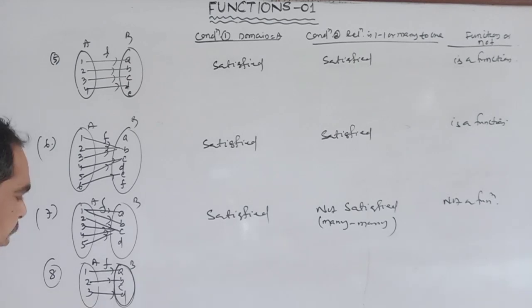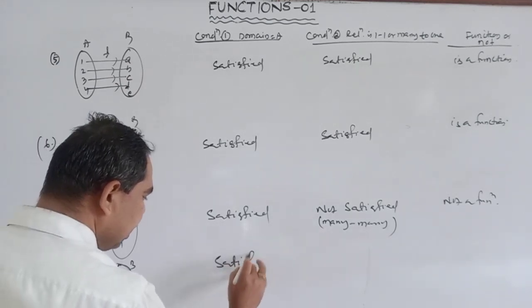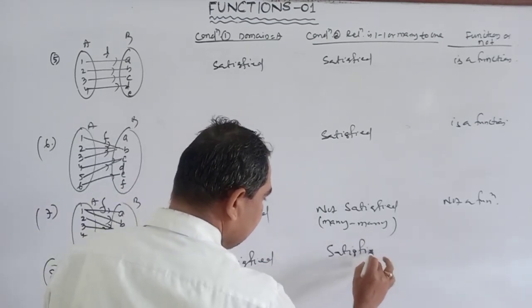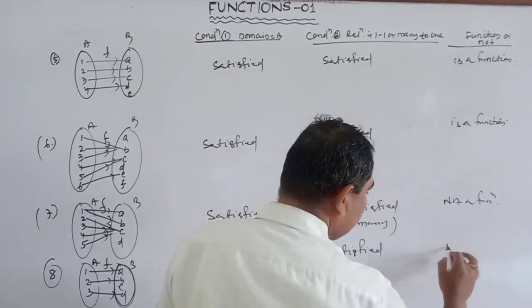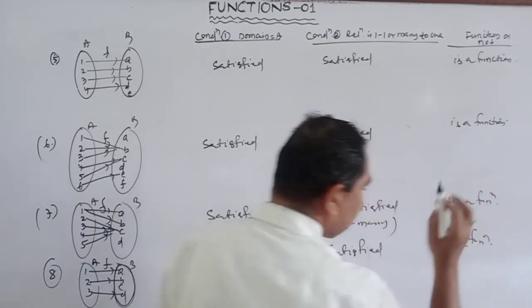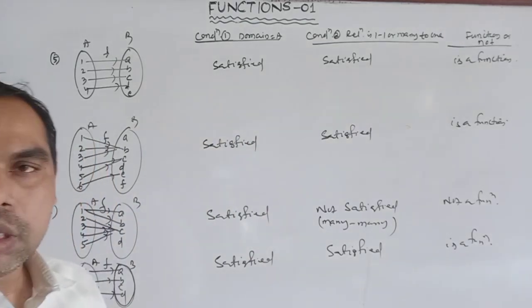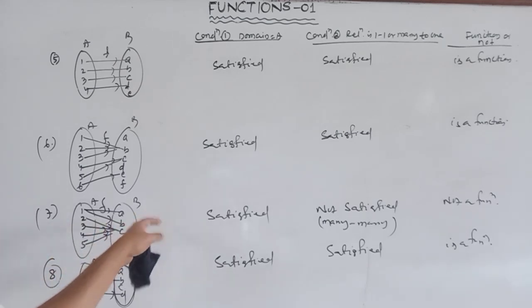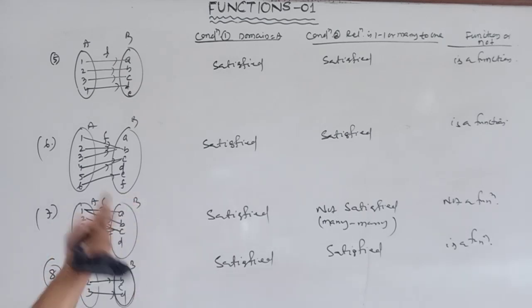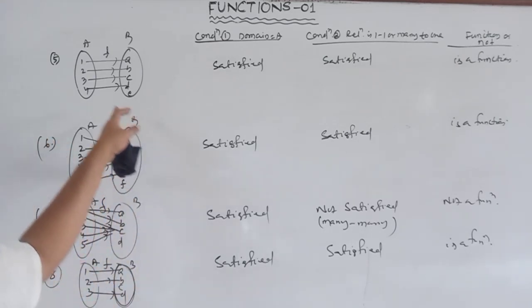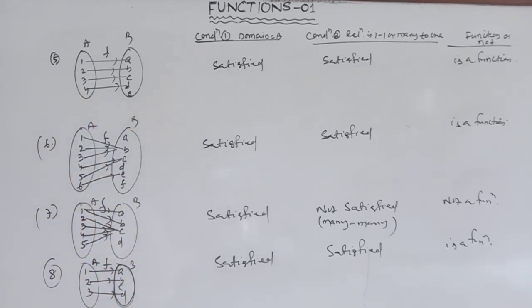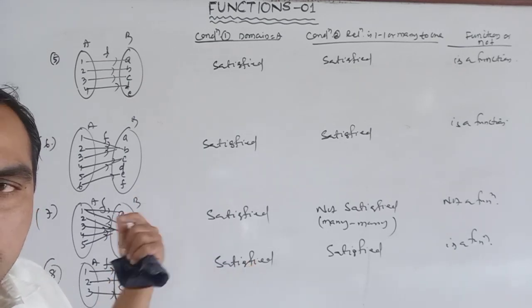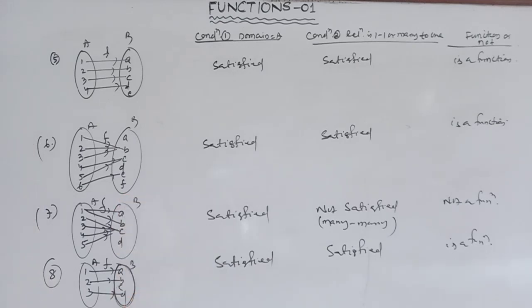Last one: both conditions are satisfied. Okay, it is a function. So here is the difference between relation and function. Question number 7 is only a relation, it is not a function. Everywhere there is a relation, but the functions are 5, 6, 8. All are relations, but 5, 7, 8 are both relation as well as function. Okay.